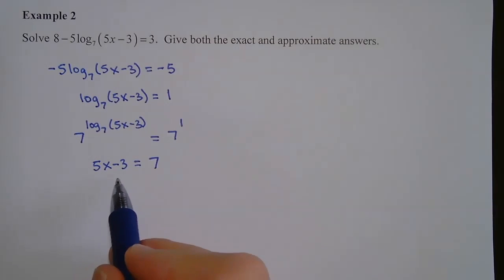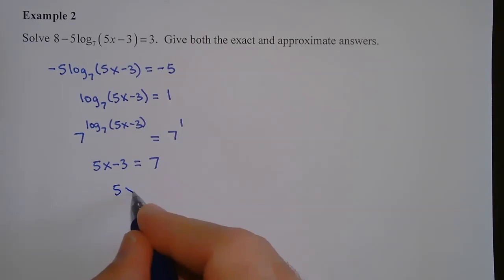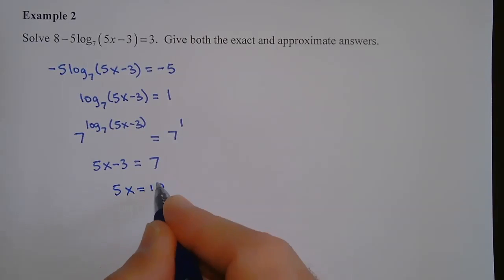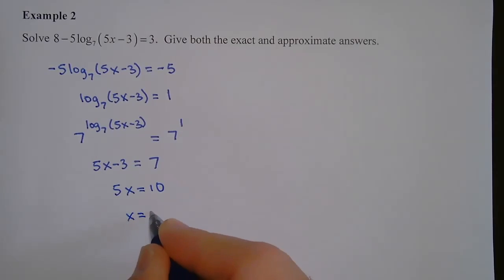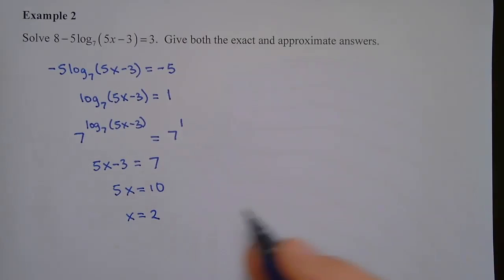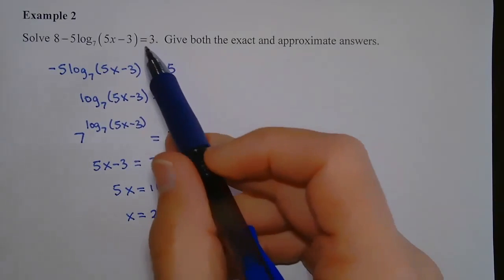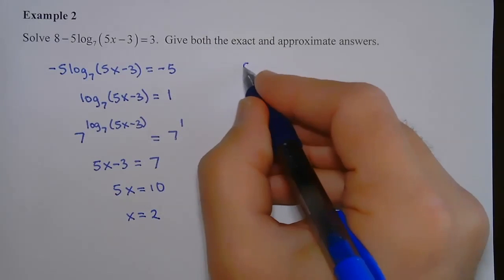So the next thing we're going to do is add 3 to both sides, and that gives us 5x is equal to 10. Then we divide both sides by 5, and x equals 2. Now let's take a look. Does that cause problems? Will this make it true? So let's come back over here and do a check.